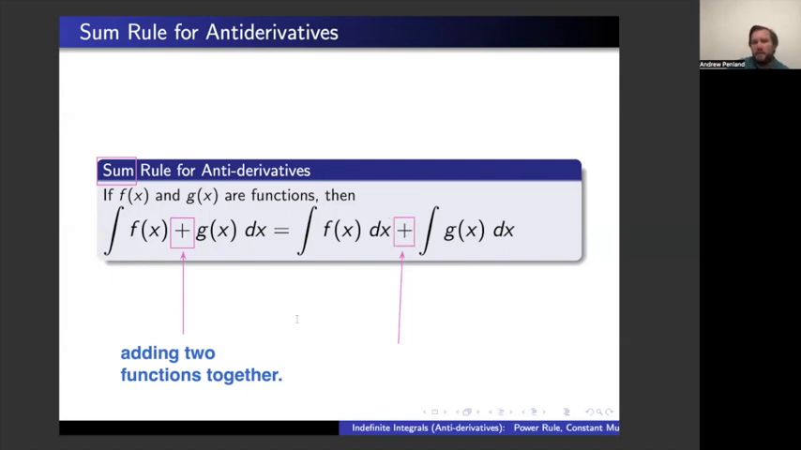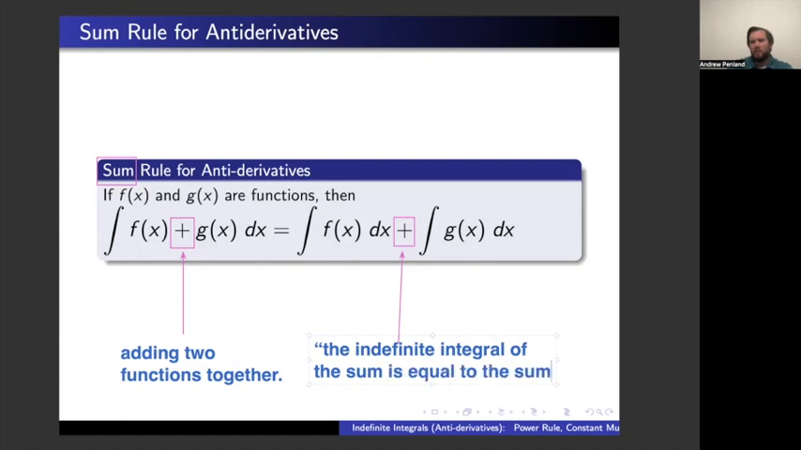Another way to say this is the indefinite integral of the sum is equal to the sum of the indefinite integrals. So this is one of the times where it's nice and it works the way that you might think it should work. Let's see what that looks like.